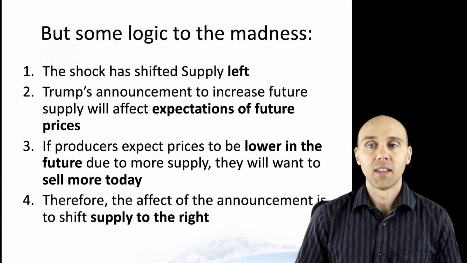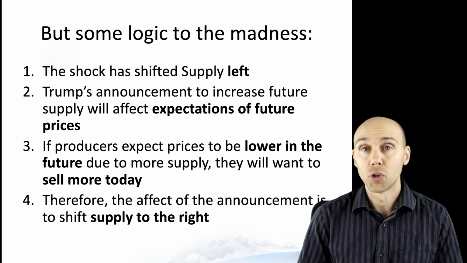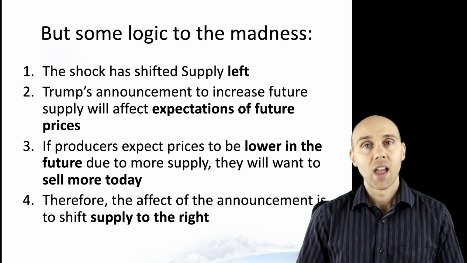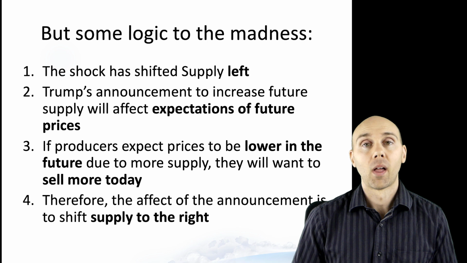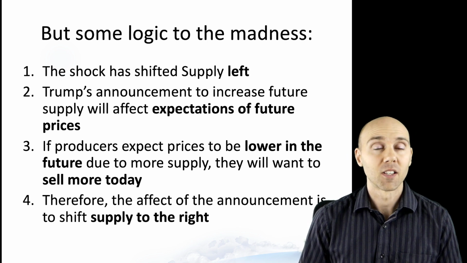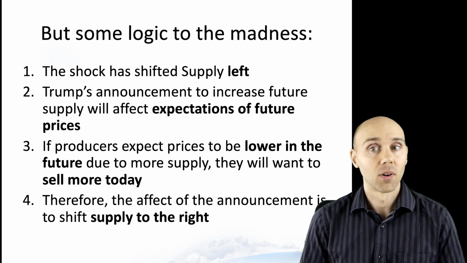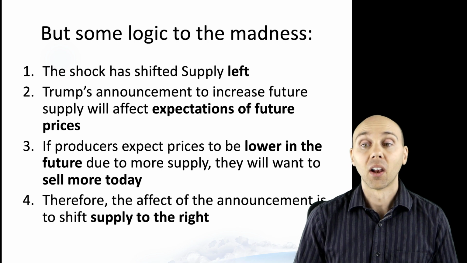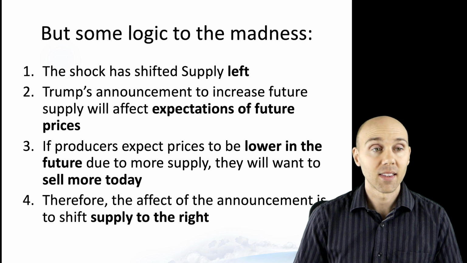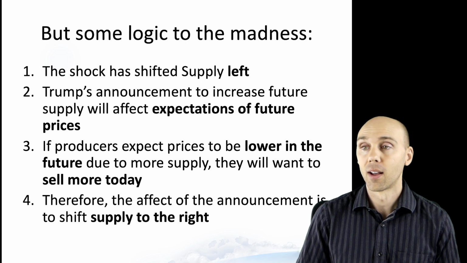Now, Trump's announcement is about increasing future supply, and what's the effect going to be on future prices if supply shifts to the right? Well, that's going to lead to a decrease in prices. And we know that one of the things that affects what suppliers do today is what they expect the prices to be in the future. And if suppliers expect the prices in the future to go down, they're going to increase supply today. So that's actually going to lead to a movement today immediately of a supply curve to the right. And in that sense, the announcement by Trump made perfect logic from what we've seen so far in this course.